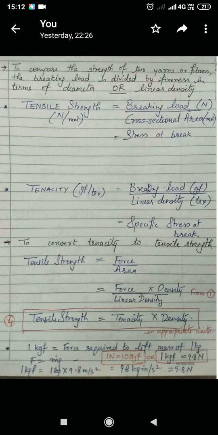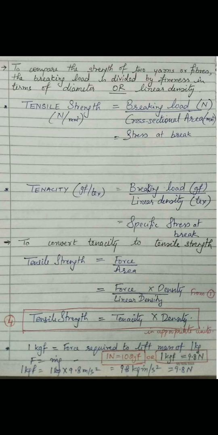Now we'll try to understand one more relation, the unit conversion from kilogram force to Newton, and 1 kgf is basically the force required to lift a mass of 1 kg. Now F is equal to mg, so if force is 1 kgf and mass is 1 kg, and acceleration due to gravity is 9.8 meter per second square, we get the relation that 1 kgf is equal to 9.8 kg meter per second square, which is equal to 9.8 newtons.